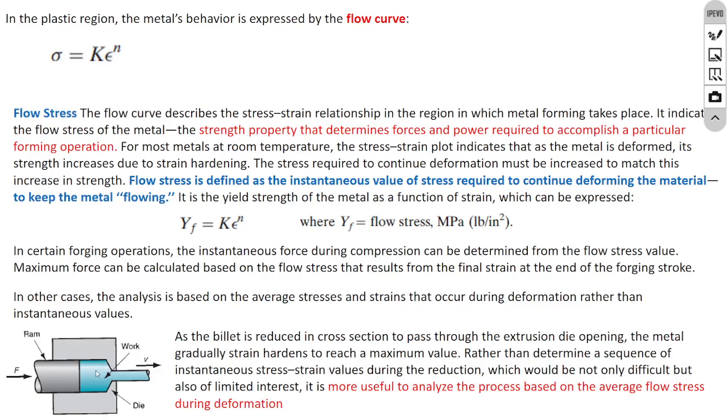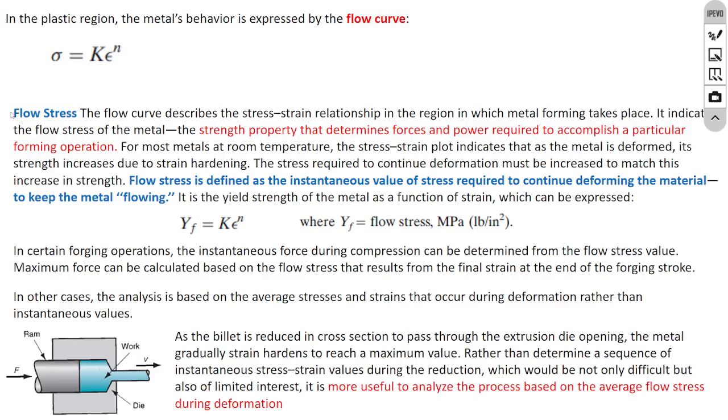Since the cross section is gradually changing, it is a little bit difficult to find the instantaneous deformation and the stress. It is more common and more useful to analyze the process using average flow stress during deformation.